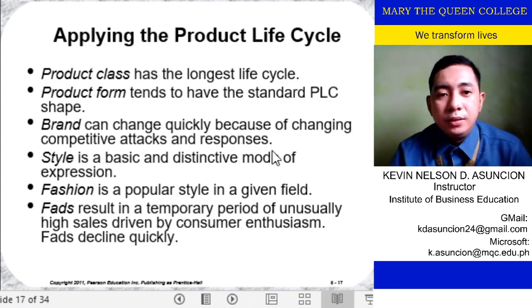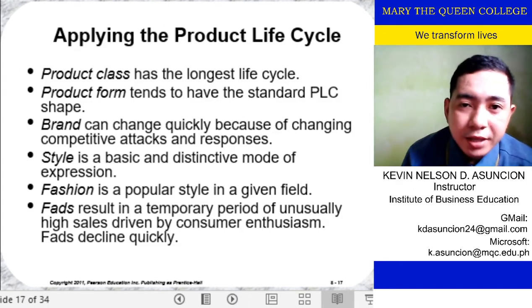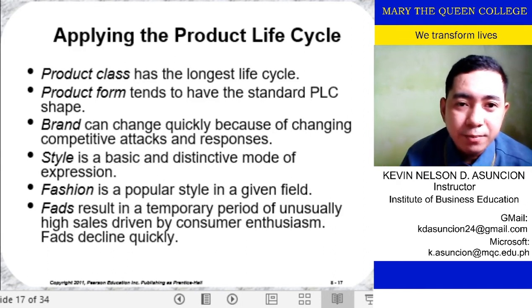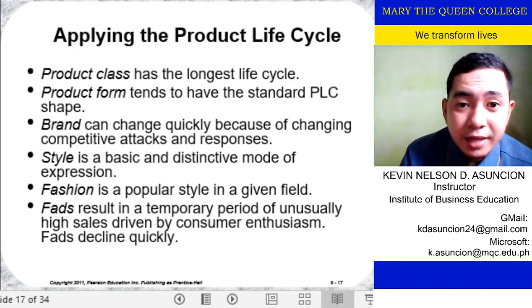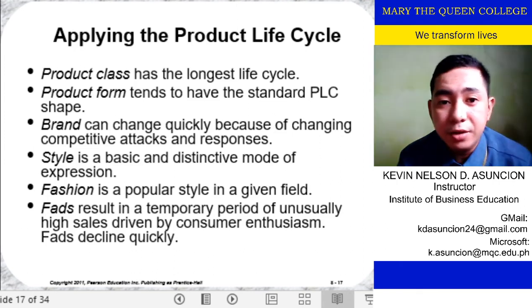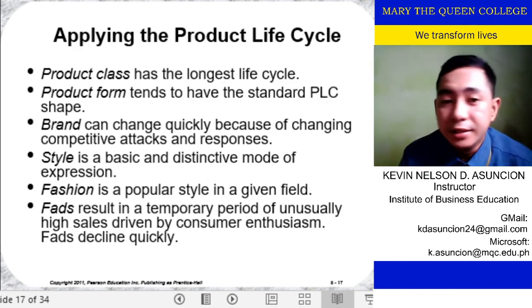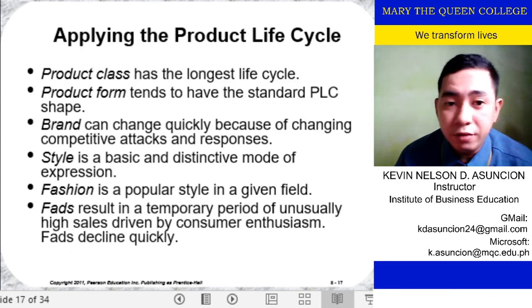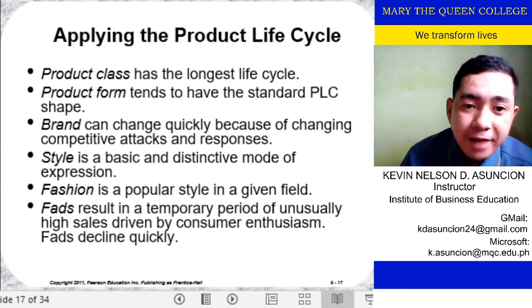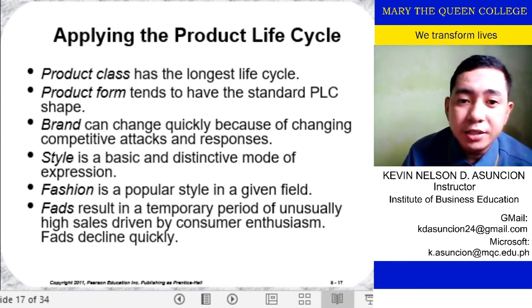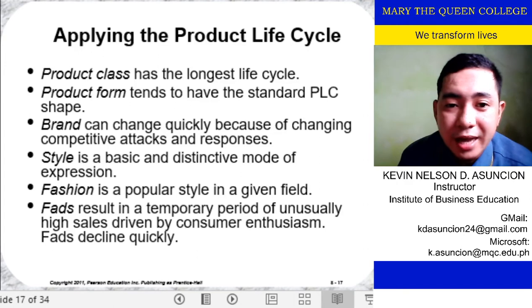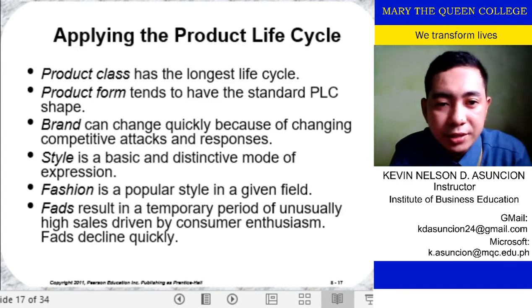So, we apply the product life cycle. We have what we call the product class. That's the highest, longest life cycle. Then the product form tends to have the standard PLC or the product life cycle. The brand can change quickly because of changing competitive attacks and responses. Then your style is a basic and distinctive mode of expression. Then fashion is a popular style in a given field. So, fads is a result in a temporary period of unusually high sales driven by consumer enthusiasm.